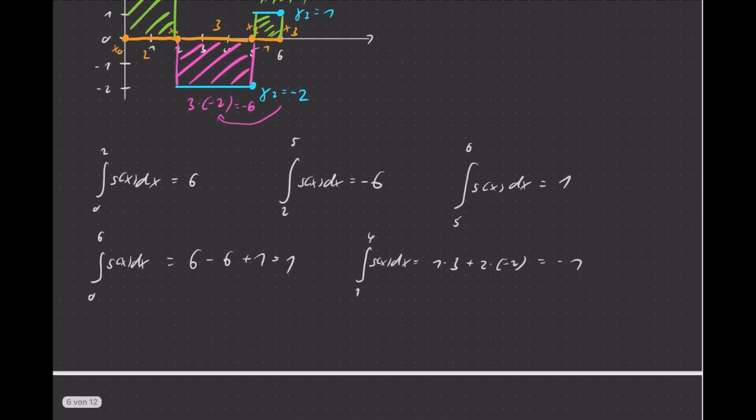And of course, if we're actually interested in the area, we could also compute the integral over the absolute value of s of x dx, and that would then be 6 plus 6 plus 1. So here we get 13. So if you want the area, that's 13 in this case.